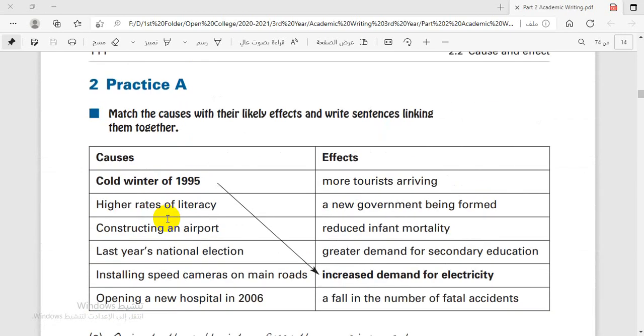Practice A. Let's focus on Practice A. Match the causes with their likely effects and write sentences linking them together.